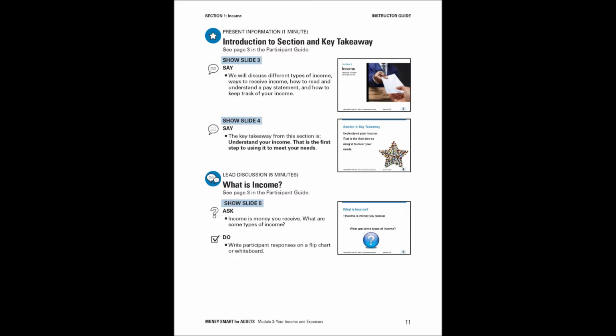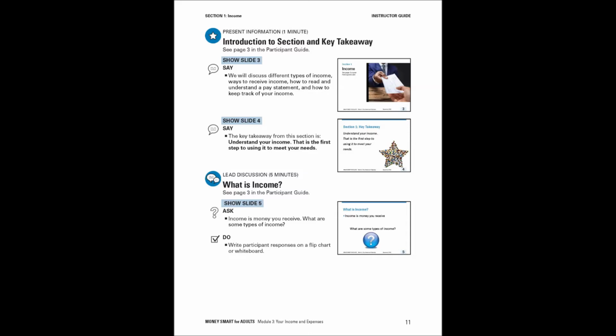In the header, the right-hand side reminds you that you're looking at the instructor guide. This is helpful if you happen to also consult a copy of the participant guide during your training. The left-hand side of the header identifies the section you are in. The footer identifies the module along with the page number. Now, these modules can seem like they all look alike, but you can always know where you are by looking at the headers and footers.